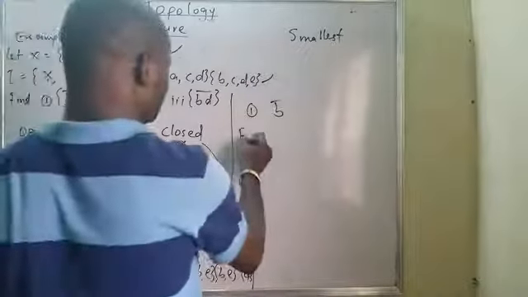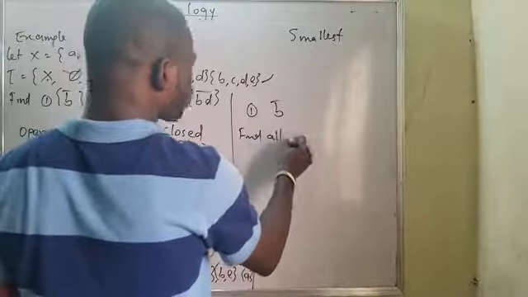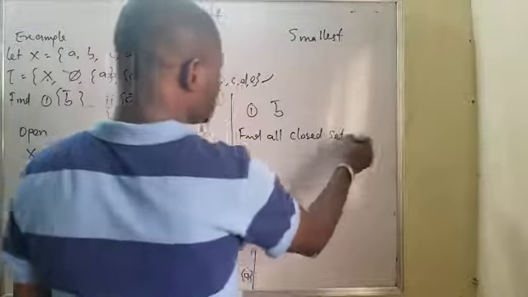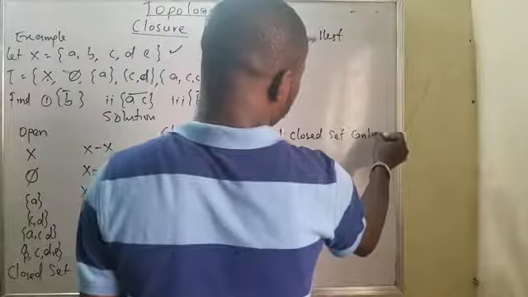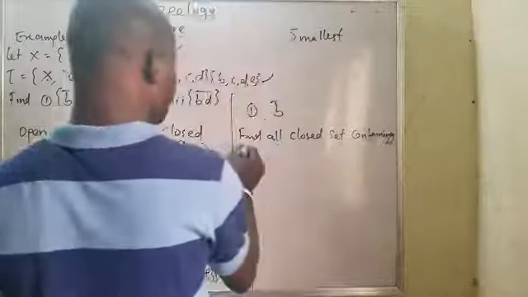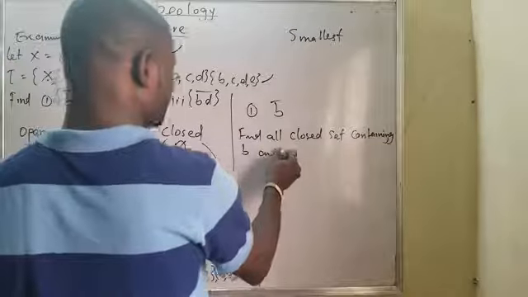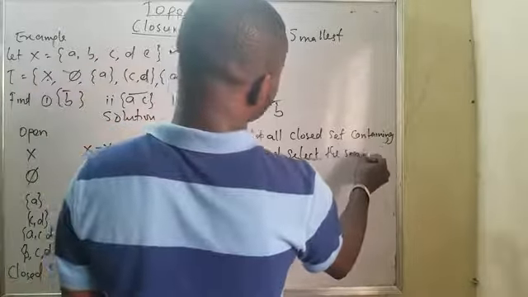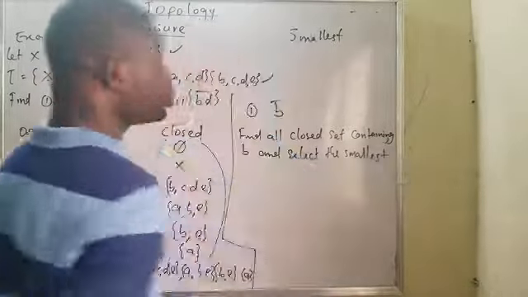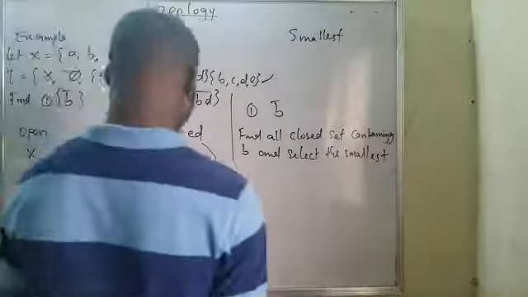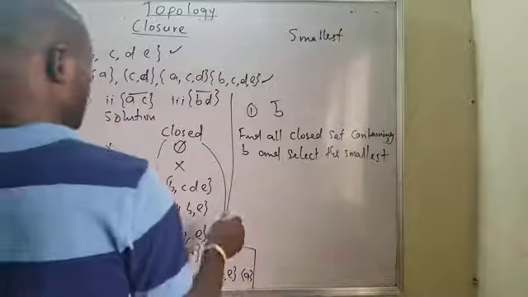Find all closed sets containing B and select the smallest. That's what I was telling you that time. You need to select the smallest of all the closed sets that contain B.